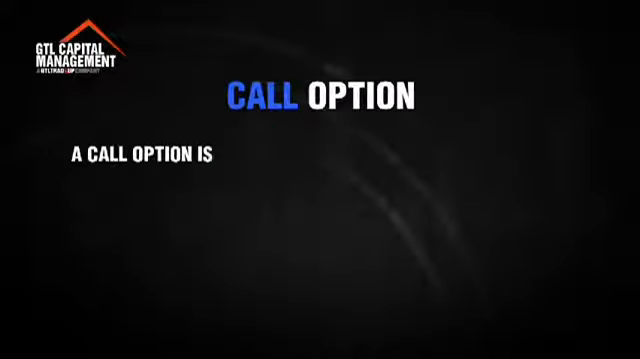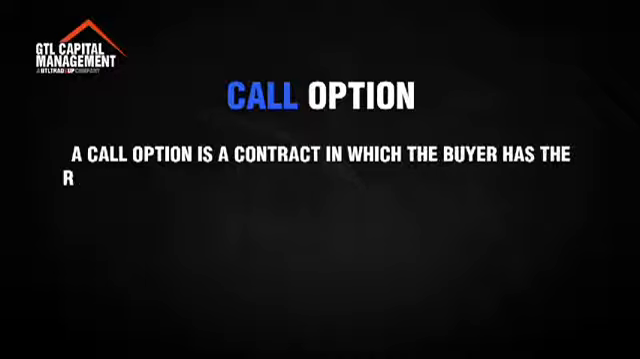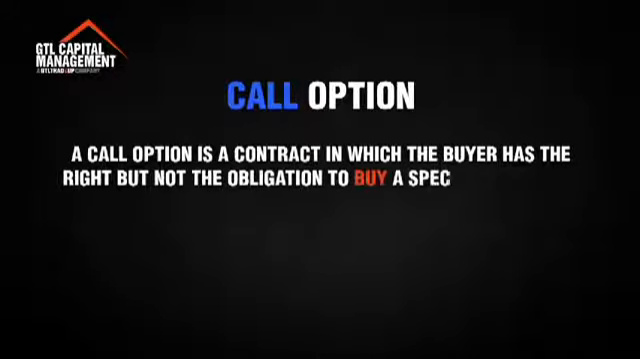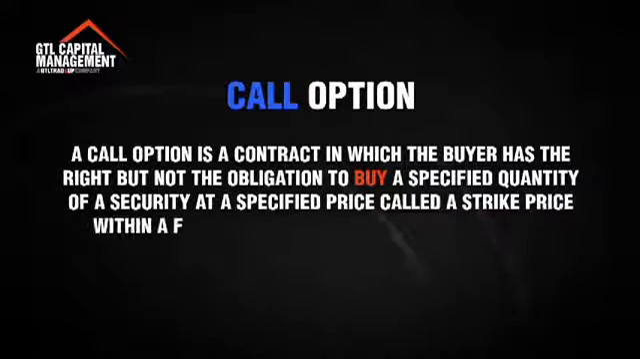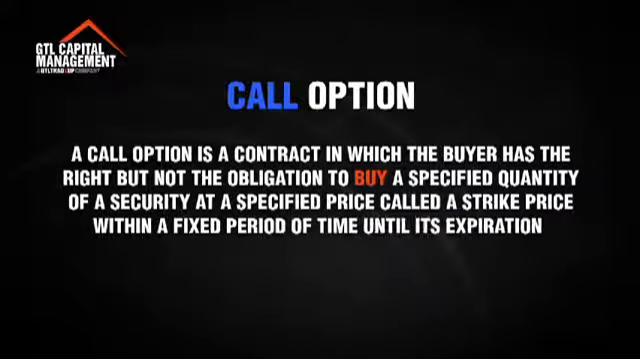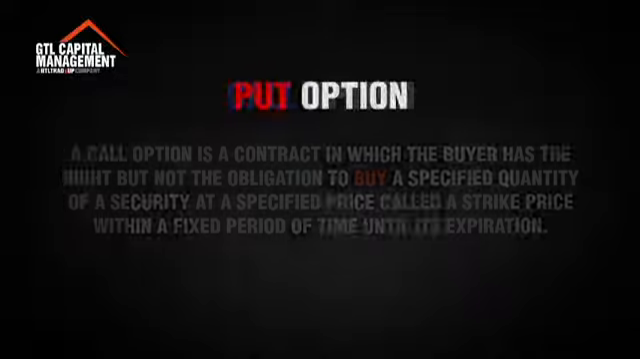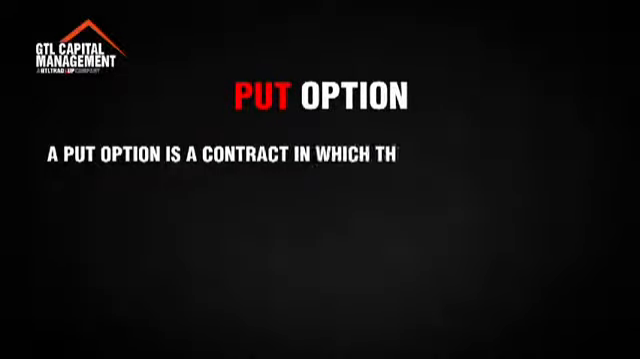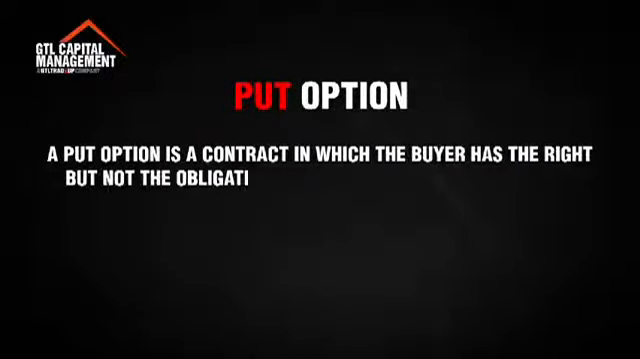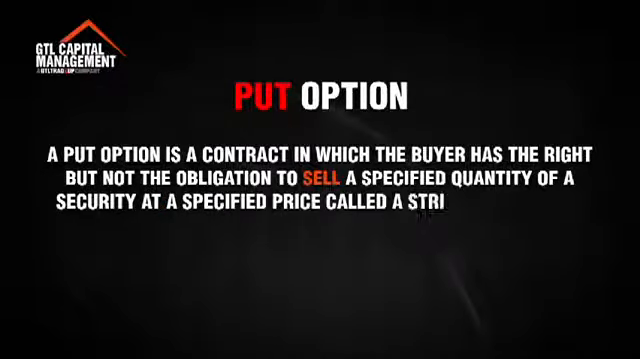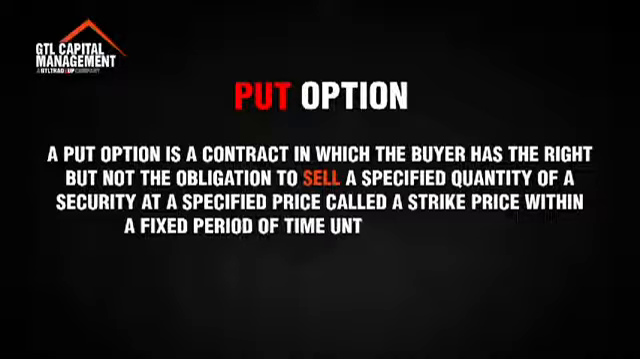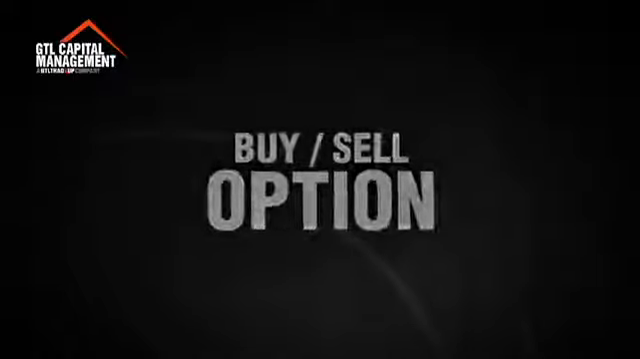A call option is a contract in which the buyer has the right, but not the obligation, to buy a specified quantity of a security at a specified price called a strike price within a fixed period of time until its expiration. A put option is a contract in which the buyer has the right, but not the obligation, to sell a specified quantity of a security at a specified price called a strike price within a fixed period of time until its expiration.